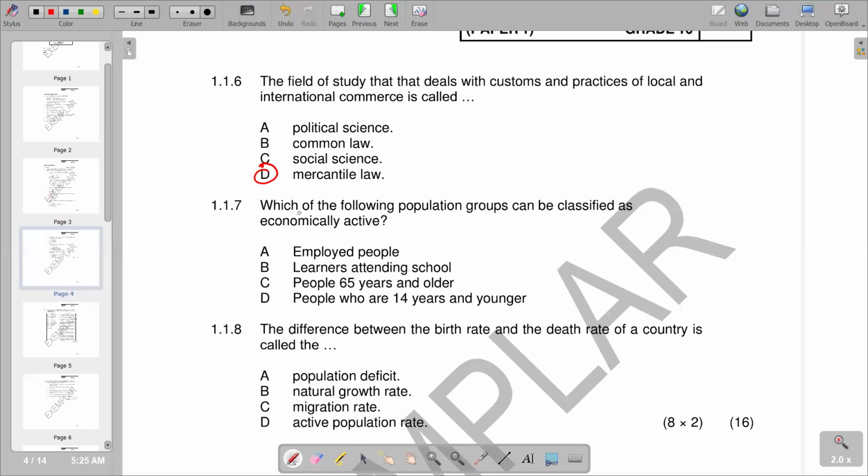We've got A, which is employed people, because those are the ones that are producing the goods and services. So we are having the employed people. And this economically active age group usually ranges from 15 to 64 years. So this is what we have. Then we go to 1.1.8.